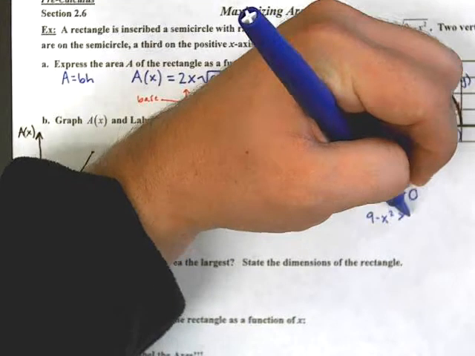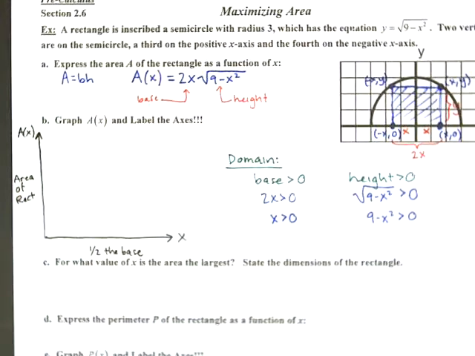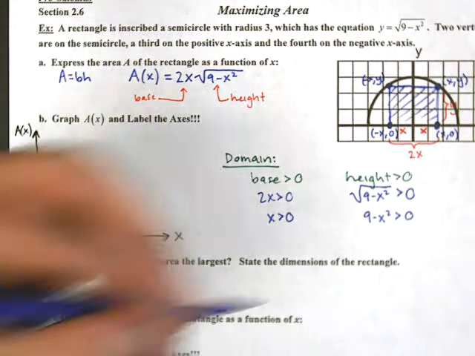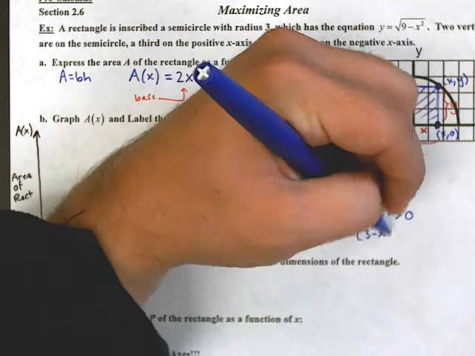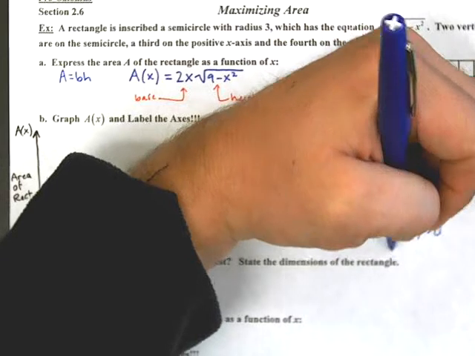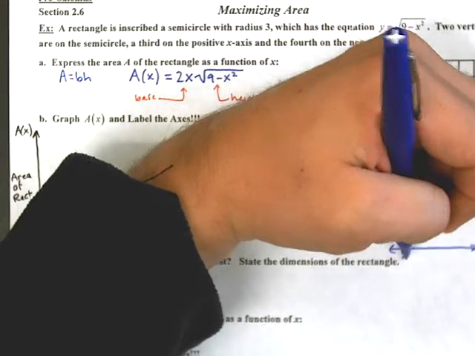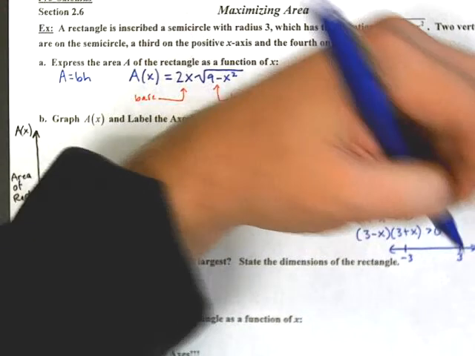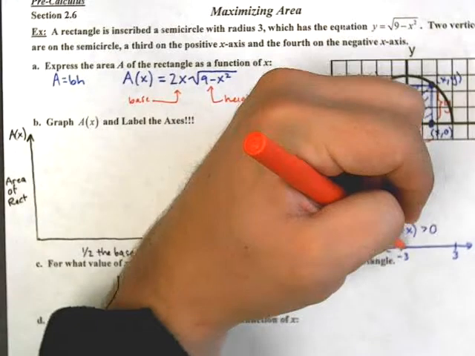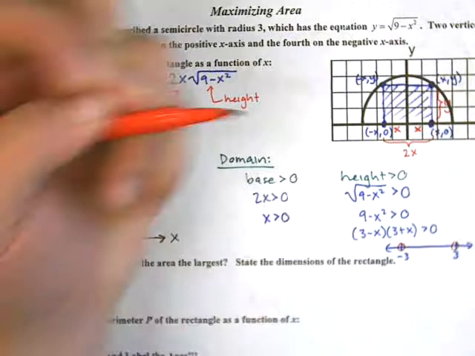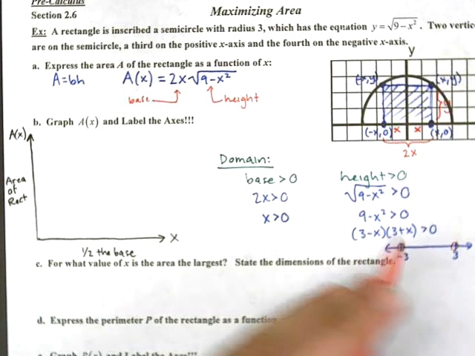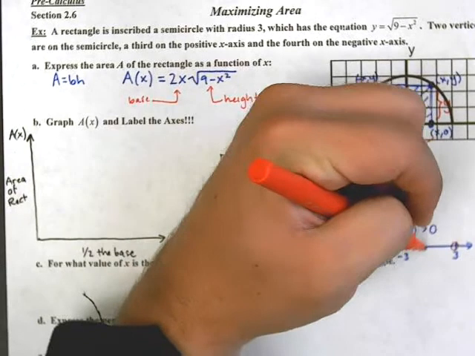Maybe square both sides. Okay, I now have my inequality. It's a quadratic inequality, so I factor, which allows me to draw my number line. I know it's going to be greater than, so I have to keep open circles. Test a point, usually in the middle, 0. Ooh, that's good. 9 minus 0 is still greater than 0, so I know I would shade right there.